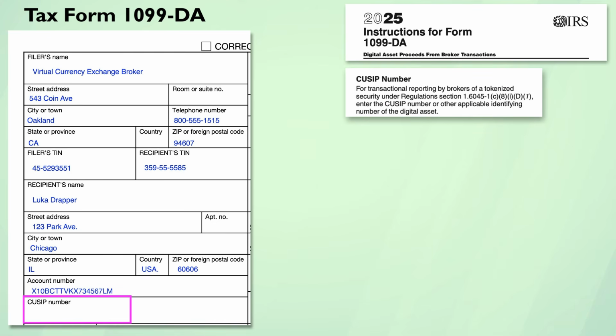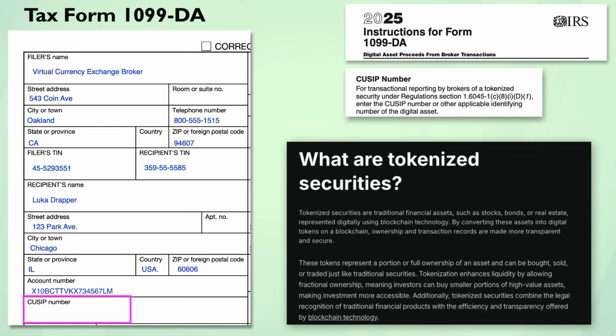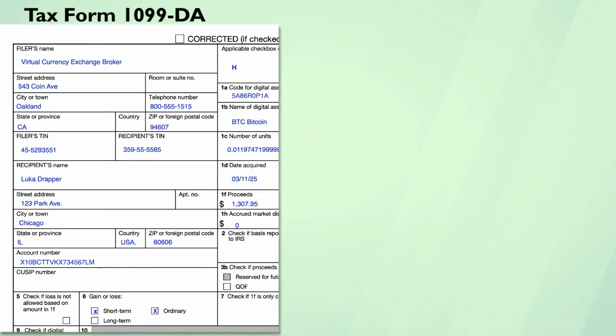If the transaction involves a tokenized security, such as a crypto ETF, you may see a CUSIP number. Most regular cryptocurrencies, like Bitcoin, do not have a CUSIP.